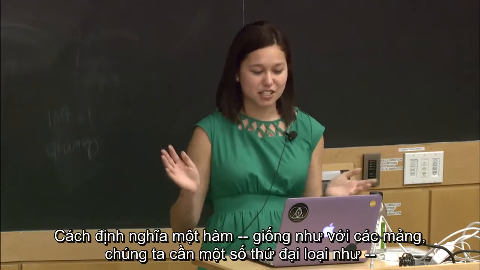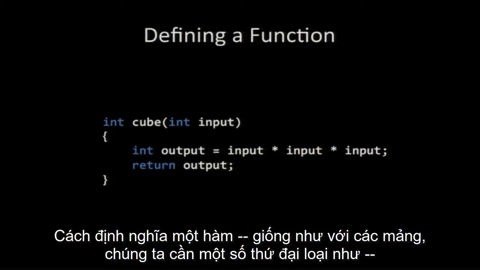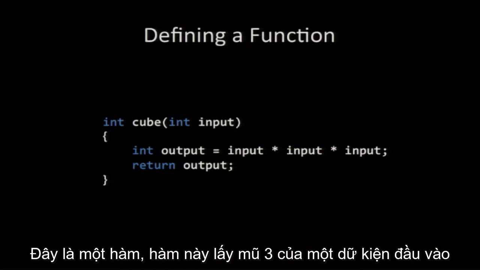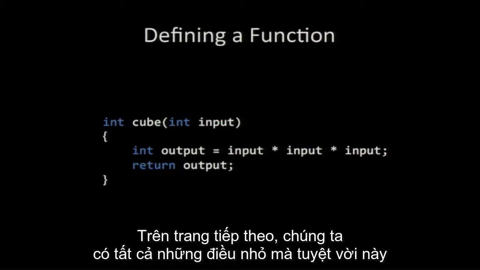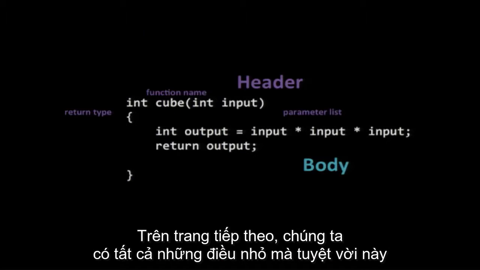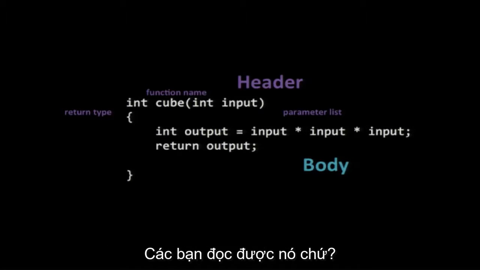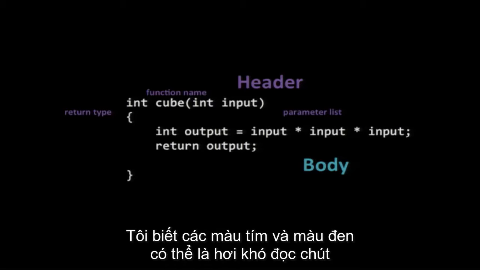So, defining a function. Just like arrays, we need some sort of syntax; this is just the general form. So this is a function that's just going to cube some input. And on the next page, actually, we have all these awesome little things here. Can everyone read that, out of curiosity? I know it's the purple and black, might be a little hard.